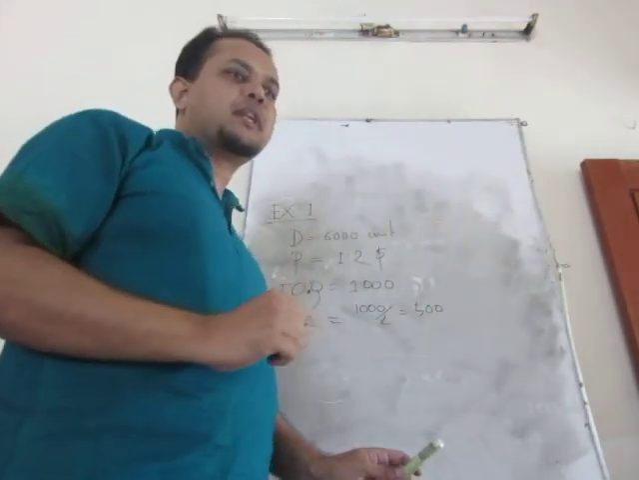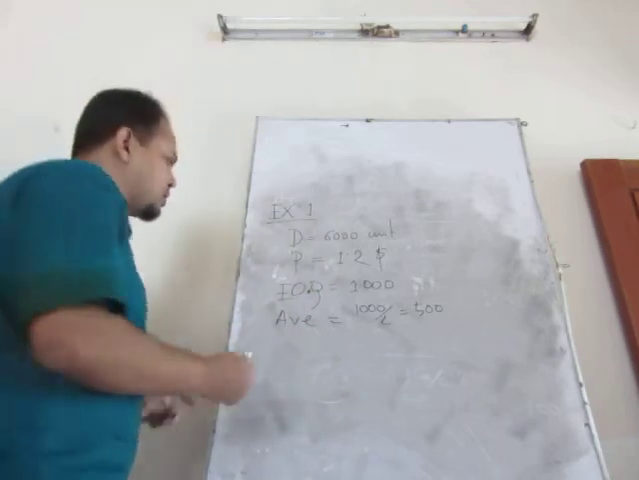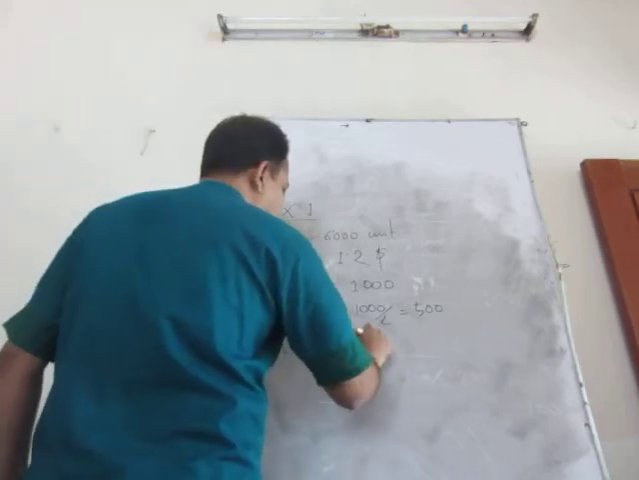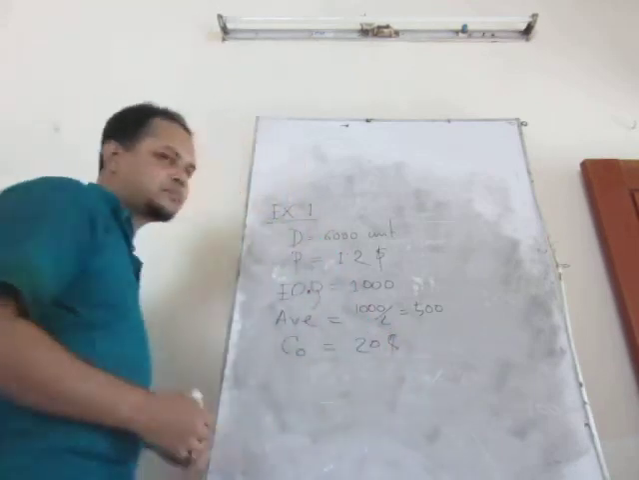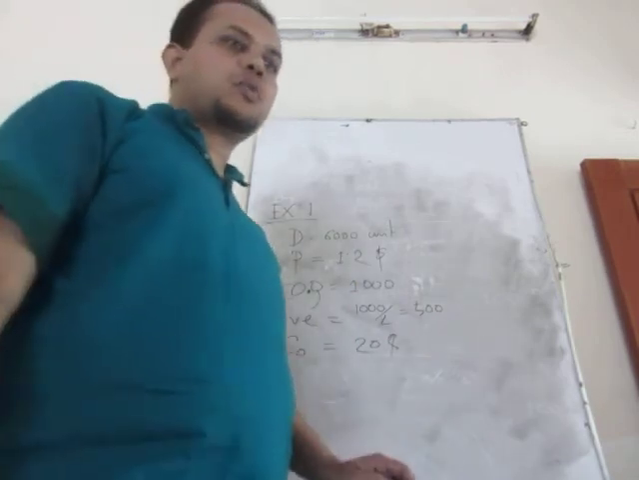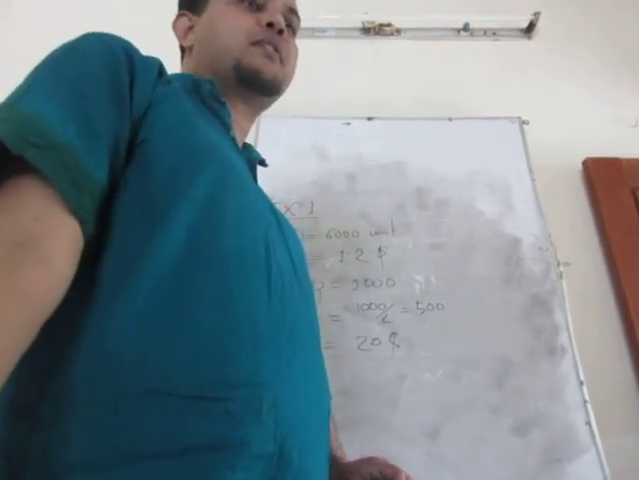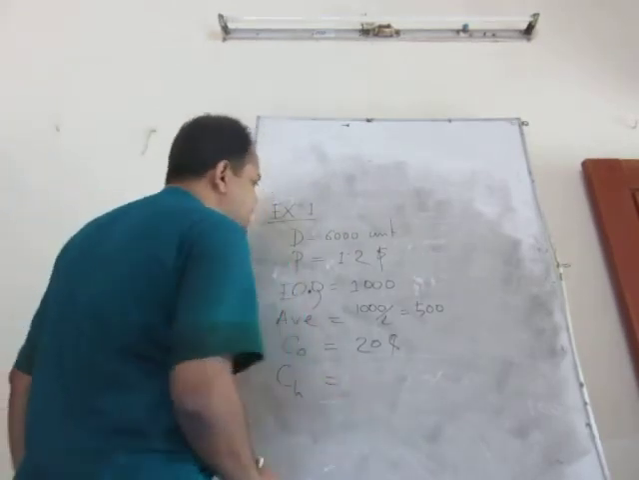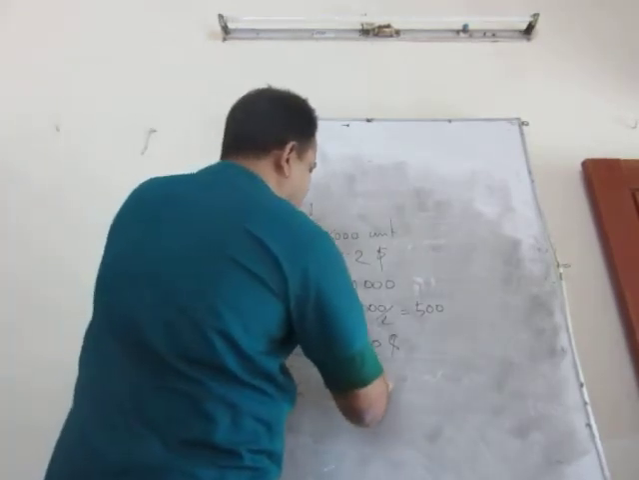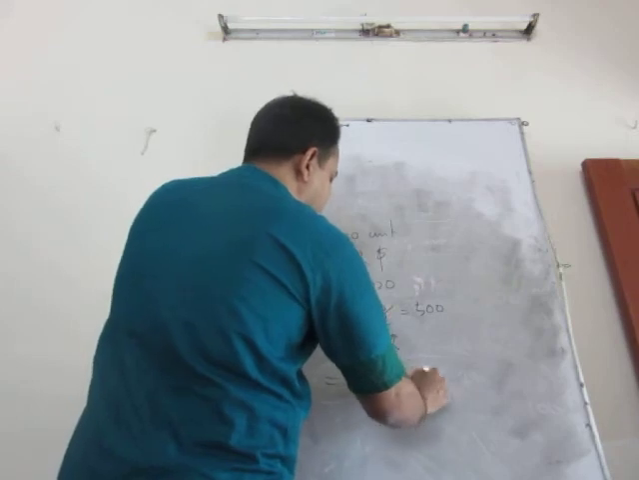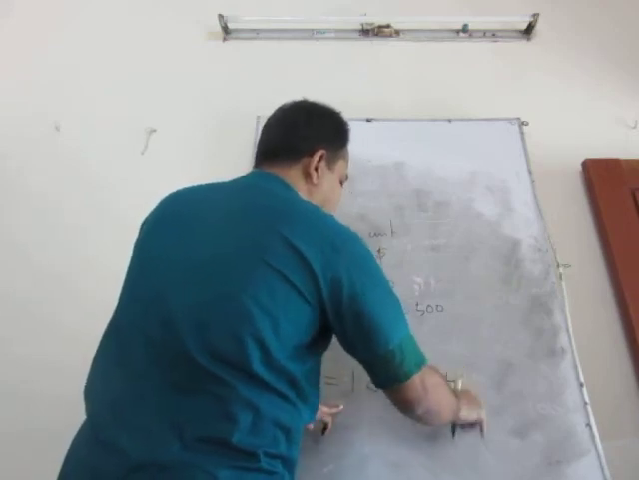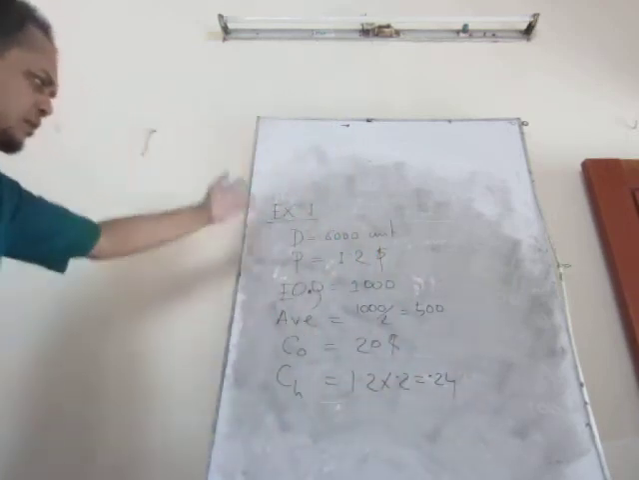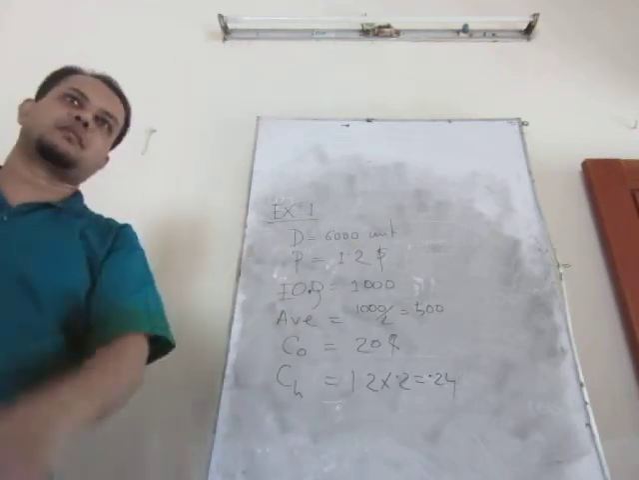Then it costs $20 each time to place an order. That means CO, the ordering cost per order, is $20. Then the holding cost is 20% of the purchase price. So 1.2 into 0.2, that is 0.24. So these are the information provided.